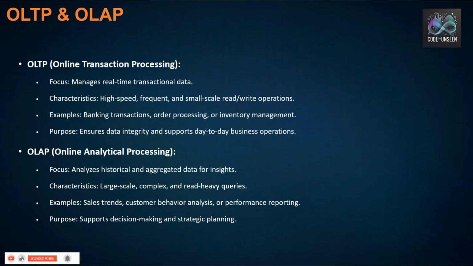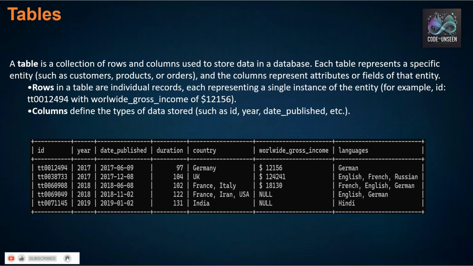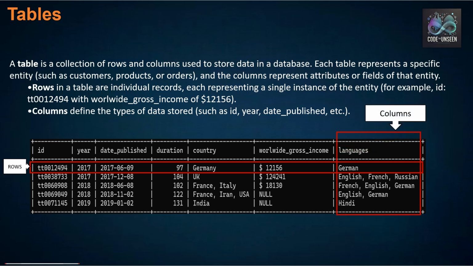Now let's talk about tables. In any database, a table is a collection of rows and columns that stores data. Each table represents a specific entity like customer, order, or product, and columns define the attributes or fields of that entity. Rows are generally records, whereas columns are attributes.